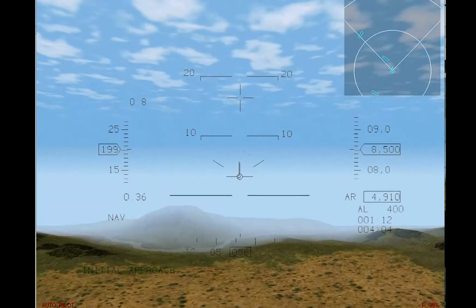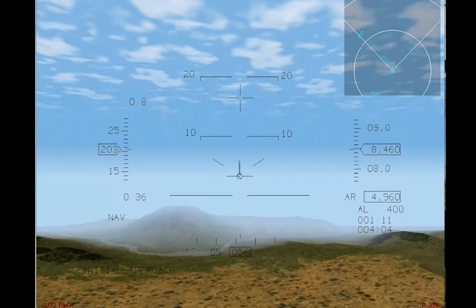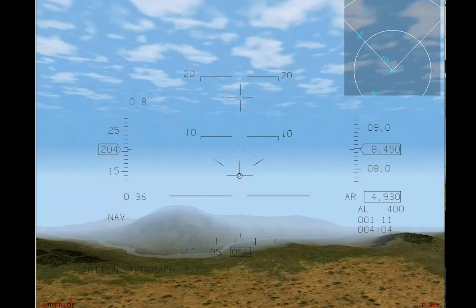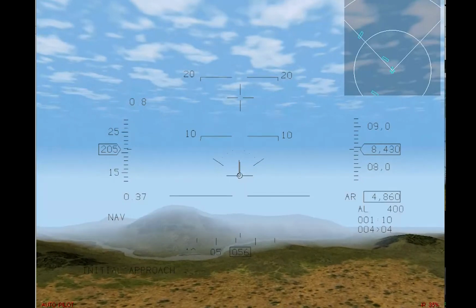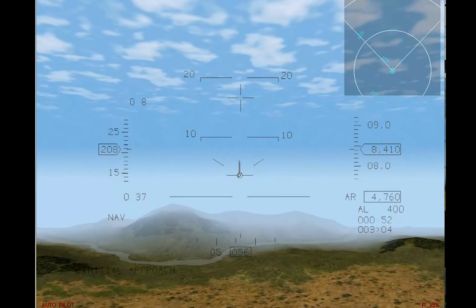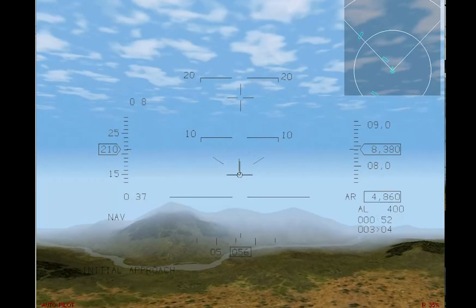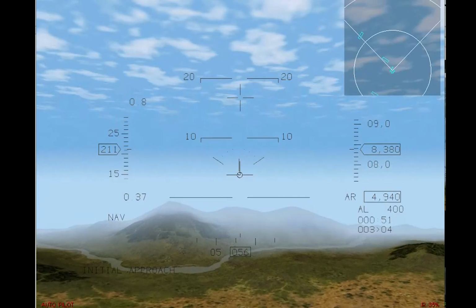The ILS will appear after you have started your final approach. It appears on the HUD as two lines, one vertical and one horizontal. You must get the two lines to form a cross in the center of the HUD, which indicates you are approaching the runway correctly. The vertical line is the localizer, which helps keep the plane lined up with the runway.